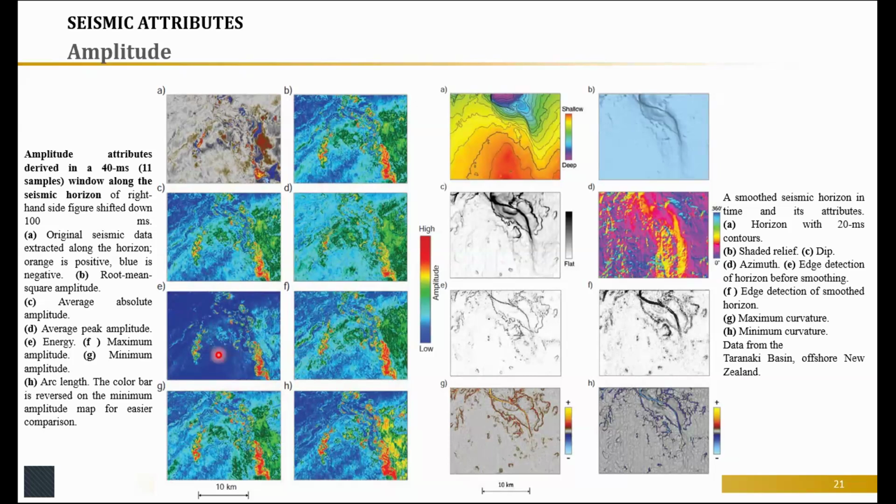So from one attribute to another, some of them can give you edge enhancement or detect the edge clearly, and the others maybe to some extent. So you can use some of the attributes in order to identify your reservoir clearly. This is most of the common seismic attributes that we can use: root mean square, average absolute amplitude, average peak amplitude, maximum amplitude, minimum amplitude, and arc length.